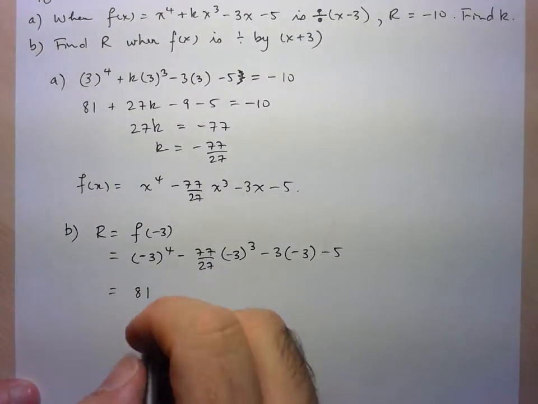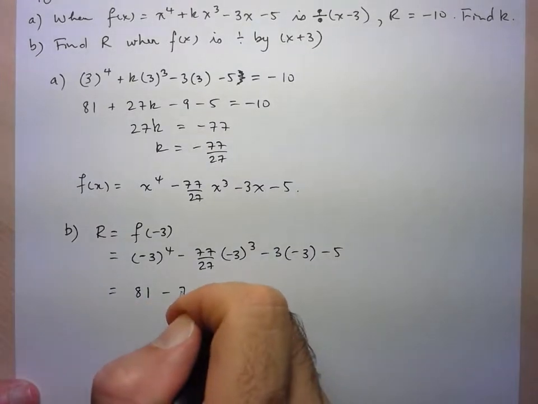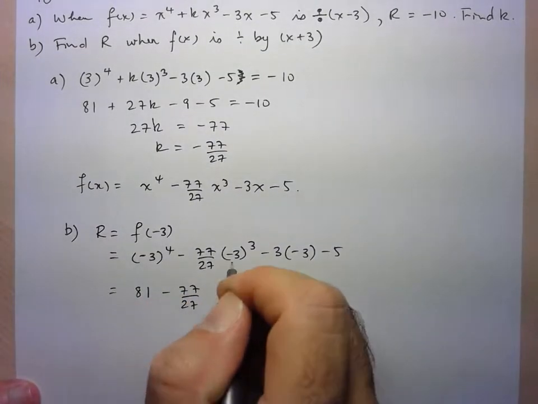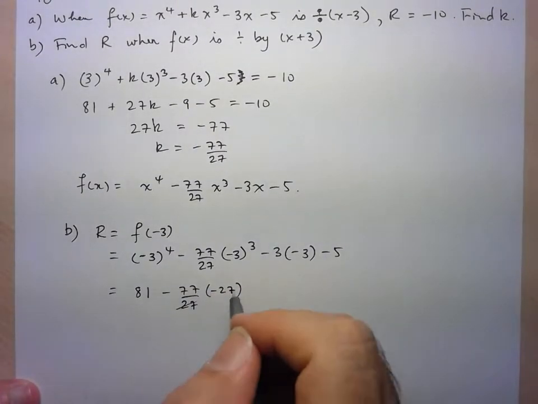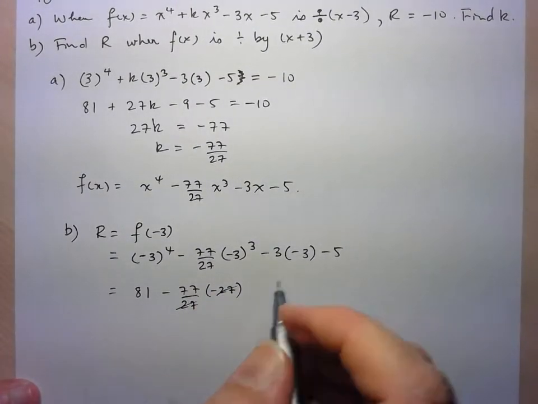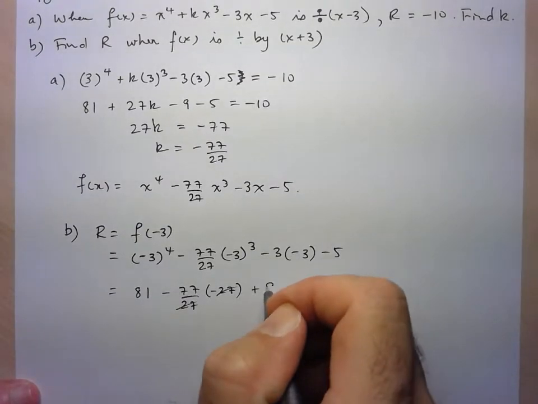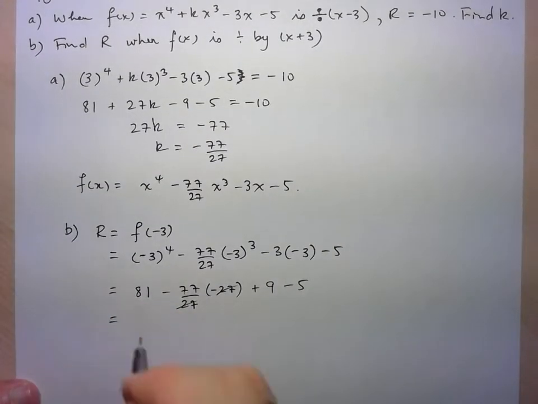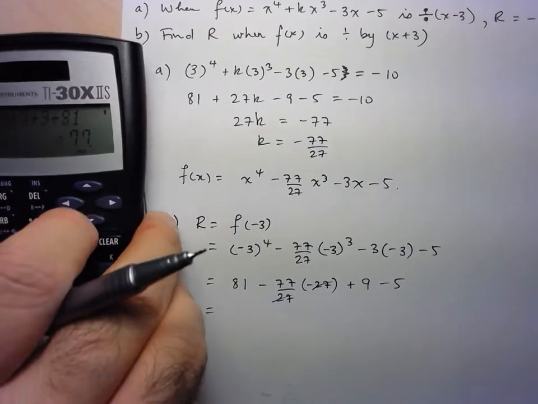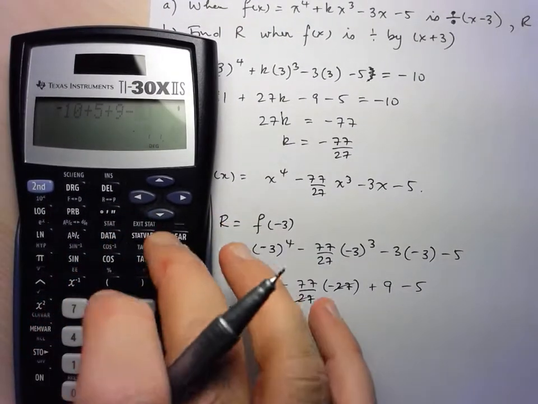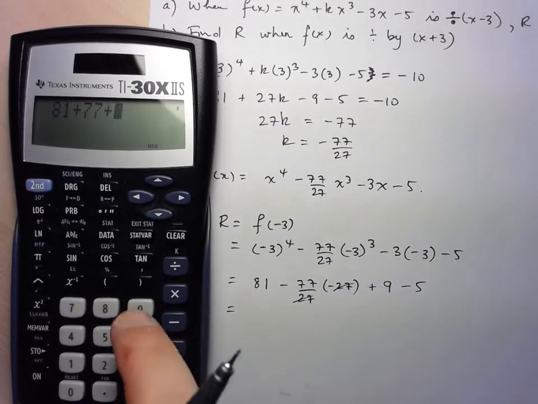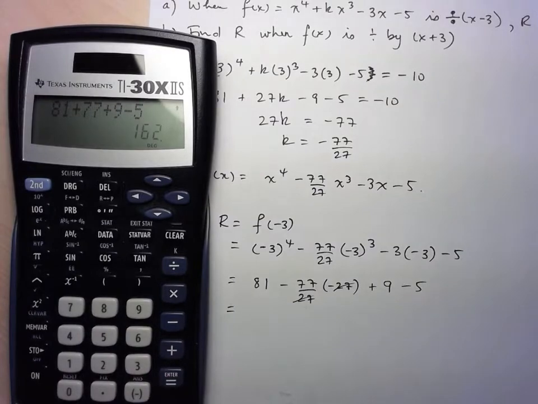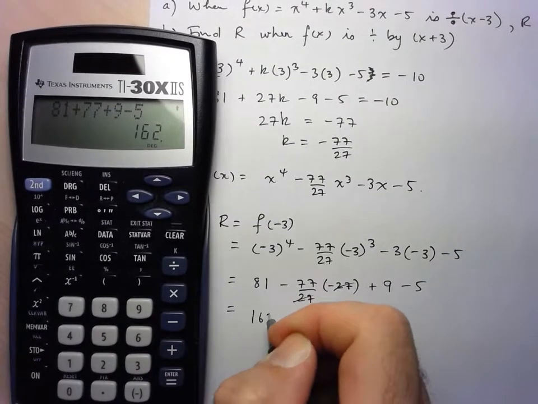And this is going to work out nicely because I have negative 77 over 27, but negative 3 cubed is just negative 27. So we see that it's going to reduce, and that's just going to become an addition. So here, plus 9 minus 5. Let's just calculate that. We have 81, so that's going to become plus 77, plus 9 minus 5. And that gives us 162.